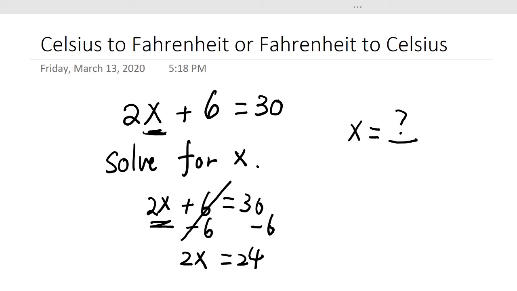So 2 times a number equals 24. It's very clear that we have 2 times 12 equals 24. But how we show this in math is we're going to divide by 2 on both sides to get x by itself. Then our result will be 24 over 2, which is 12. So our final answer will be x equals 12.